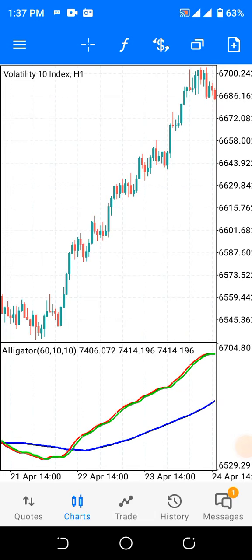Alright guys, with this strategy, you don't need to blur your account any longer. Now, this is one of my best strategies, my premium strategies. I never wanted to share it free of charge, but today I'm sharing it with you guys. Now, this is the Volatility 10 Index on the 1-hour time frame.